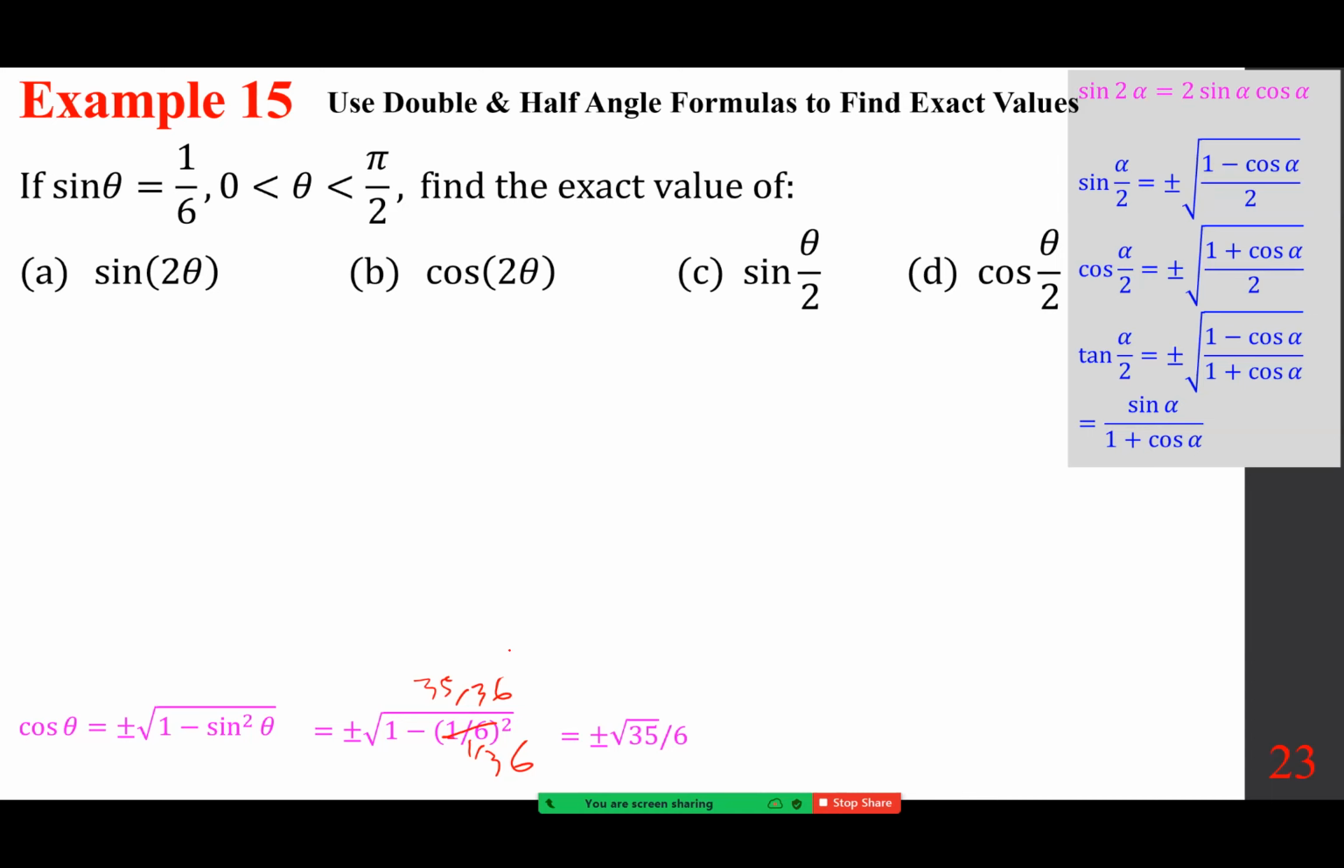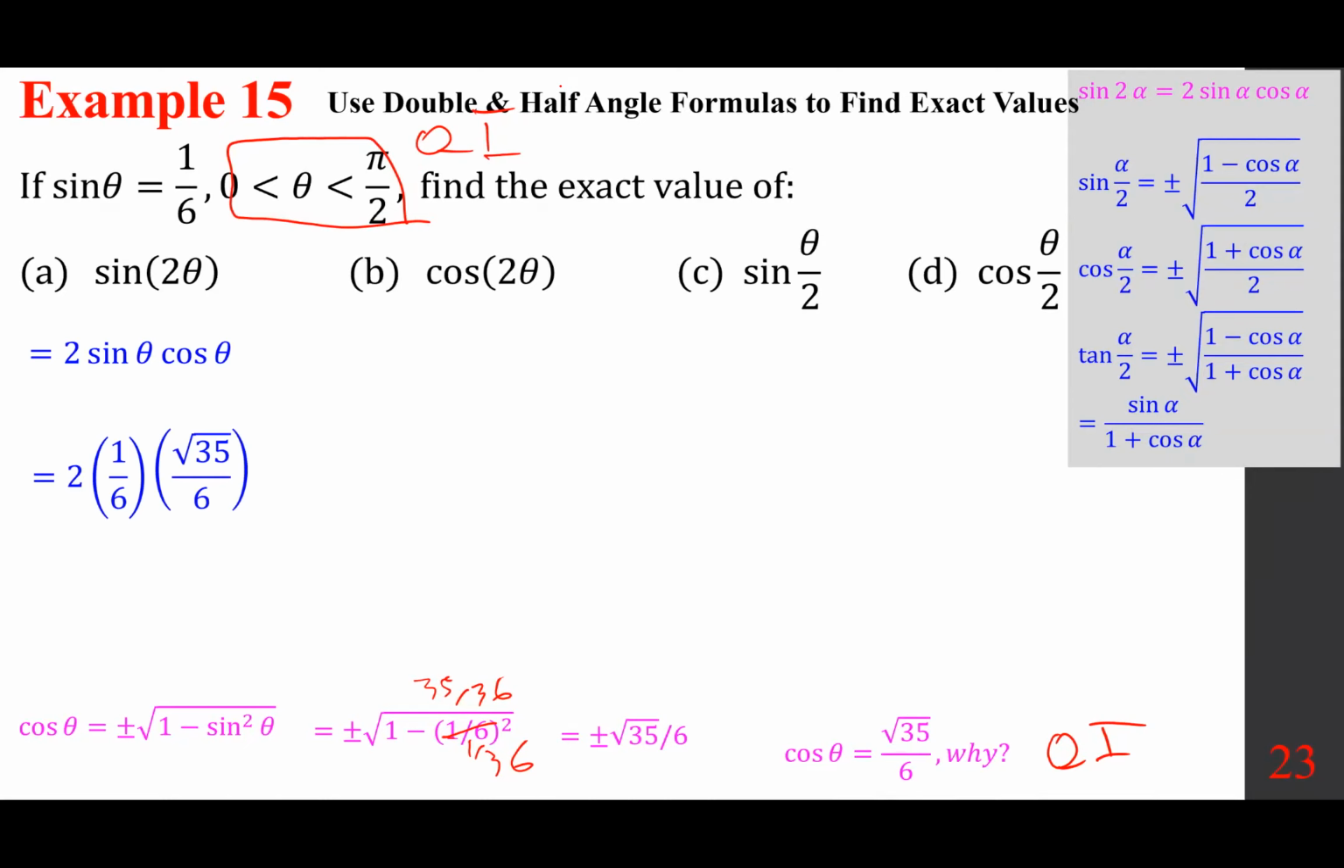And why are we using positive? Because this is quadrant 1. Everything is positive. So we plug into sine 2 theta, 2 sine theta cosine theta. We replace the sine with 1/6 and cosine with square root of 35 over 6. And as you can see, the numerator is square root of 35, the bottom is 18, and we are done.